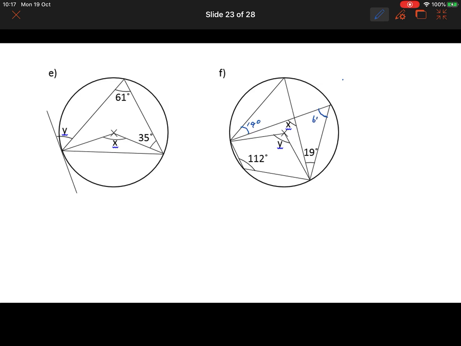This angle here must be 68 degrees because here we have a cyclic quadrilateral, which means this is also 68 degrees. So you can go about finding as many angles as you possibly can.